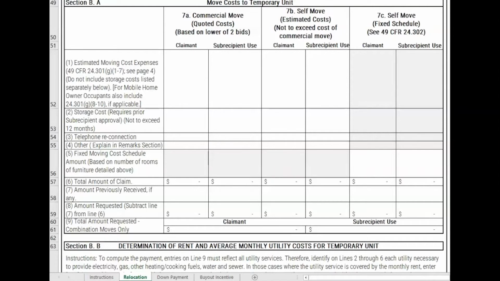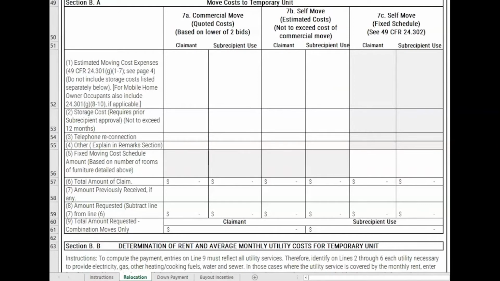Applicants should complete the computation table in Section BA to compute their payment. The computation table includes 2 columns for actual estimated costs backed up with receipts and quotes: 7A, quoted costs for a commercial move, which should be based on the lower of two quotes received and placed in the file, and 7B, estimated costs for self-move. Note the estimated self-move costs cannot exceed the cost it would be for a commercial move. Self-moves should still provide as backup documentation two quotes to prove that the requested amount for the self-move does not exceed the cost for a commercial move.